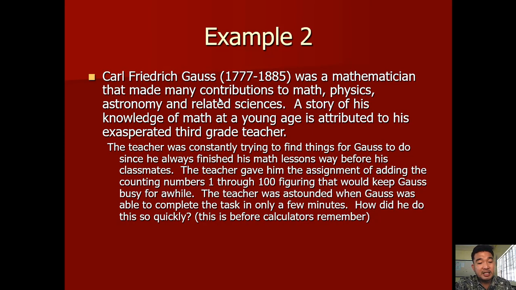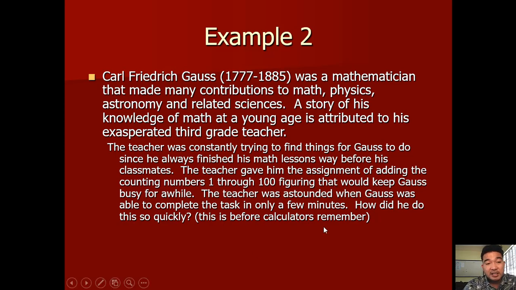And then one time, nagbigay si teacher ni Carl sa kanya ng assignment at yun yung i-add daw niya yung 1 through 100, no? Mula 1 hanggang 100, i-add ni Carl Friedrich Gauss kasi sa isip ng teacher, medyo matatagalan siya. No? Remember that in this time, wala pang calculator. Okay? But the teacher was astounded when Gauss was able to complete the task in only a few minutes. Saglit lang tuloy na na-solve ni Carl Friedrich Gauss yung activity na akala ni teacher matatagalan para maging busy sana siya. How did he do this so quickly?